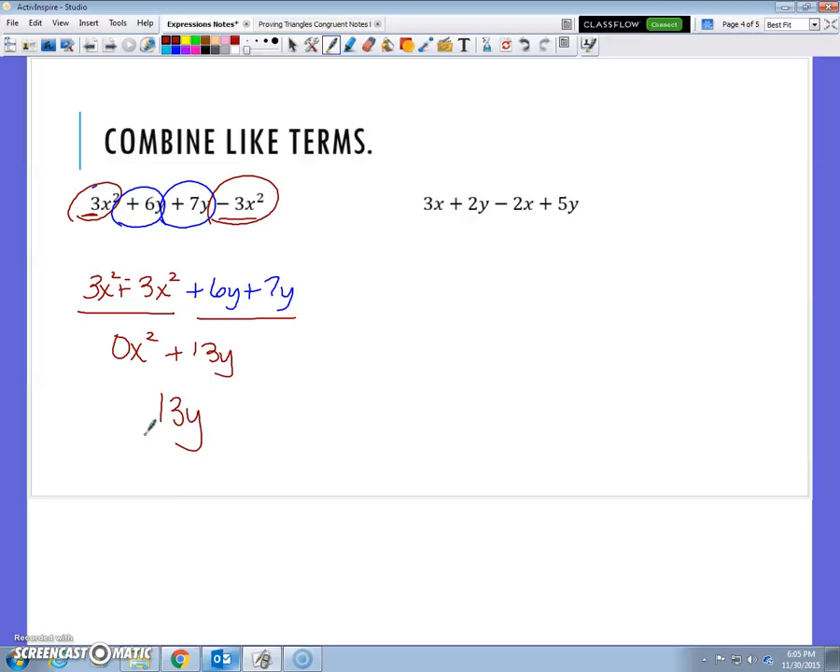Now, I want you to be careful because a lot of times I see students try to make their simplified expression look like just one term, okay? But a lot of times there's going to be more than one term, so we need to make sure that is the case when it needs to be.